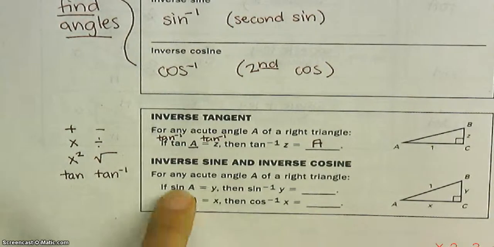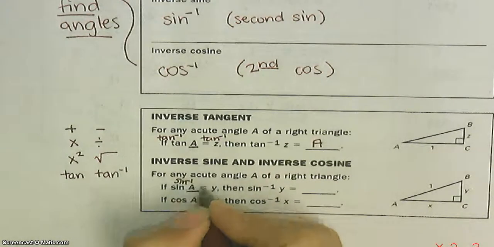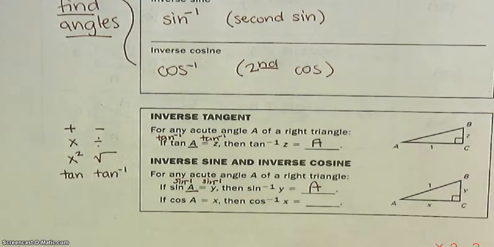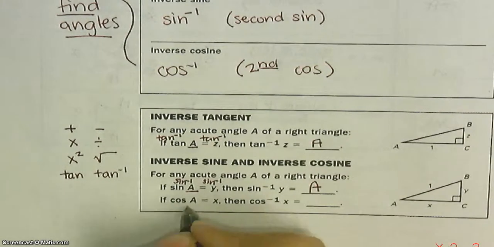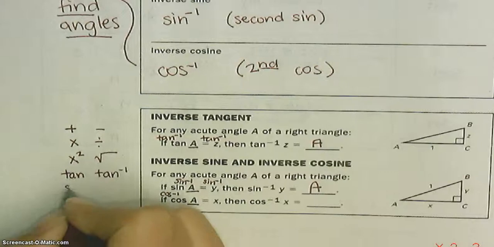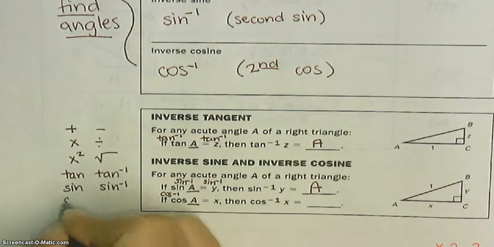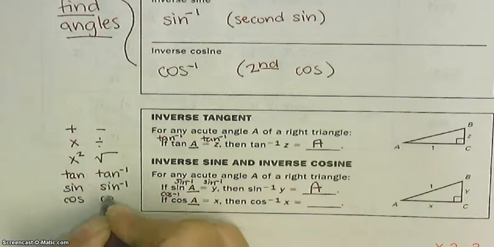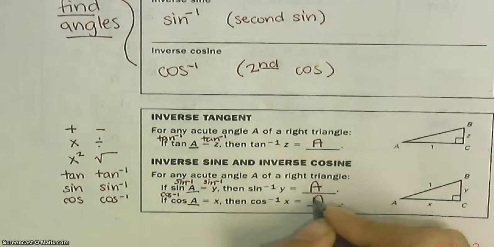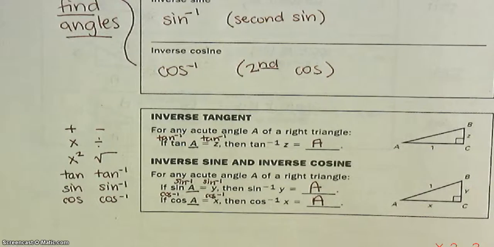Same thing here. If I want to get angle A by itself, I've got to take the sine inverse of this side, and I have to do it to both sides because this is an equation. That's how I'm going to get A all by itself. How am I going to get A by itself here? I've got to inverse cosine. So the opposite of sine is sine inverse. To undo cosine, cosine inverse. That's how I'm going to be left with just A if I take the cosine inverse of both sides.